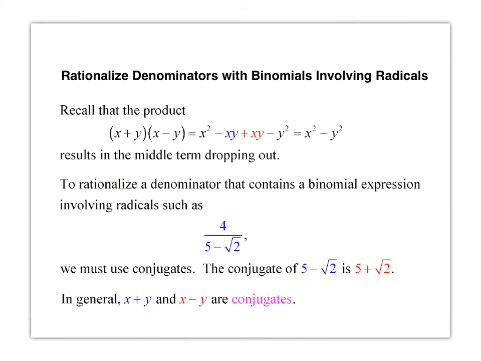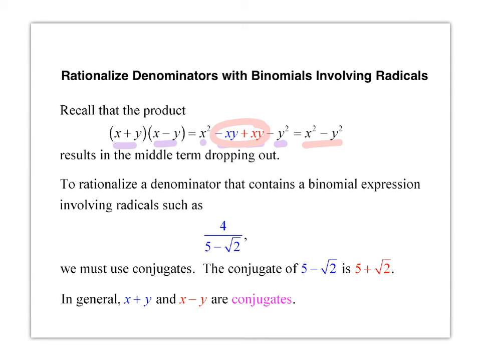To rationalize denominators with binomials involving radicals, we want to recall that the product of x plus y and x minus y is found by using first, outer, inner, last. The first is x squared, the outer is minus xy, the inner is plus xy, and the last is minus y squared. The outer and the inner will drop out, and we end up with this difference of squares. We're going to use that fact when we're rationalizing the denominator when the denominator has a binomial expression. So here's our example.